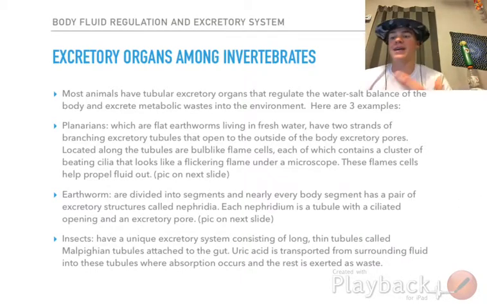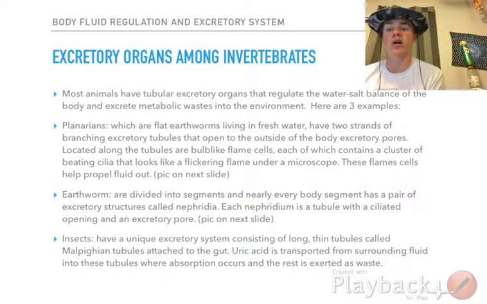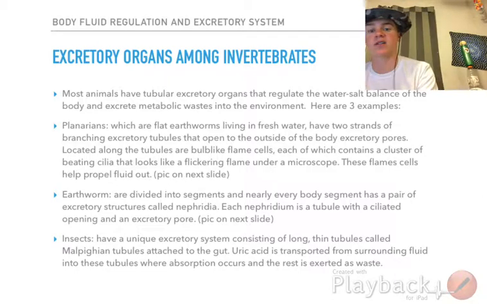And then coming back, insects have a unique excretory system consisting of long, thin tubules called Malpighian tubules attached to the gut. Uric acid is transported from surrounding fluid into these tubules where absorption occurs, and the rest is excreted as waste.